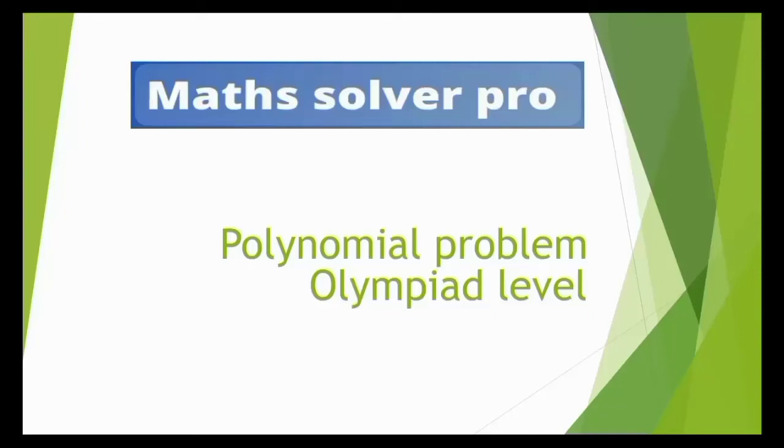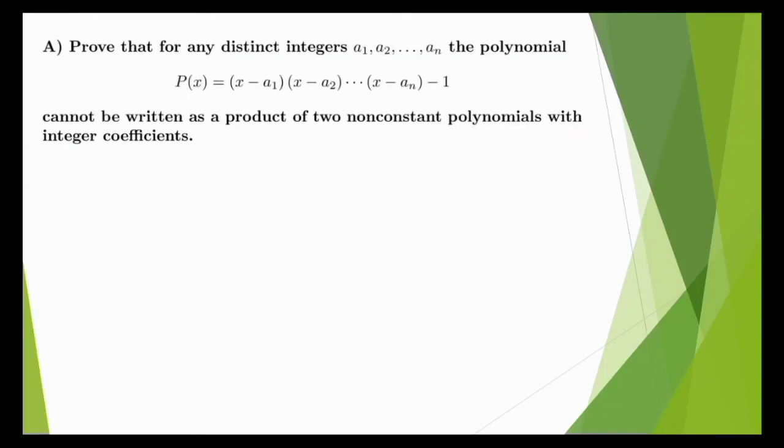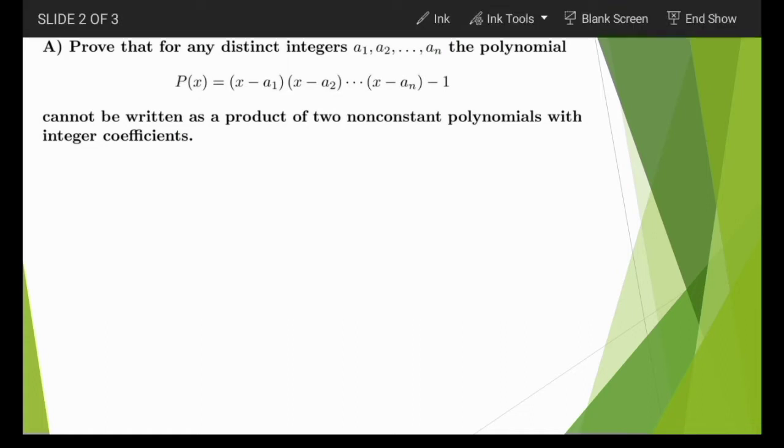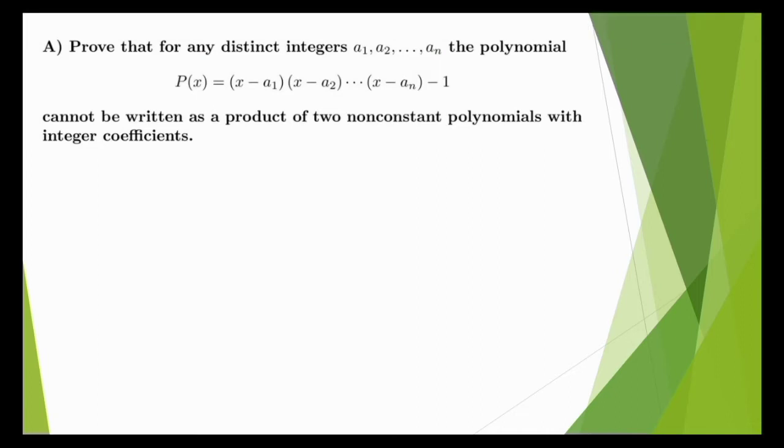So here we've got a nice polynomial problem. We are given a polynomial defined as p of x equals (x minus a1)(x minus a2) and so on up to (x minus an), minus 1, where a1, a2, up to an are distinct integers, and we have to prove that the polynomial p of x cannot be written in the form of a product of two non-constant polynomials with integer coefficients.